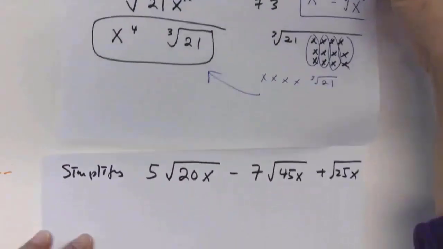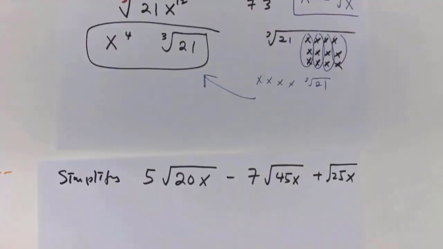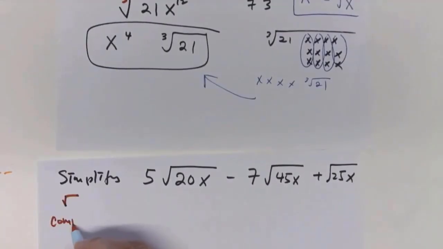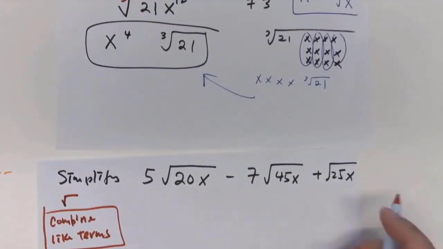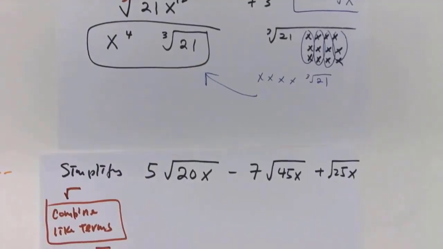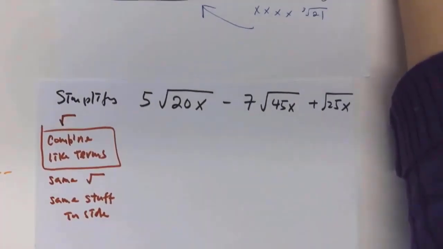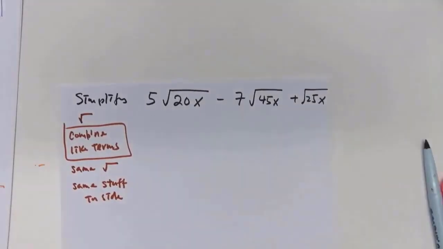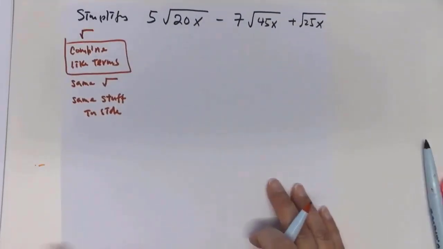So for this type of question, first you need to simplify the roots and then combine like terms. What makes something a like term? They need to have the same type of root. If it's square root, they all need to be square root. If cube root, they all need to be cube root to add, and then the same stuff inside. So if this is 2x, everybody needs to be 2x. If it's 3x squared, everybody needs to be 3x squared inside. All right, so let's look at this.